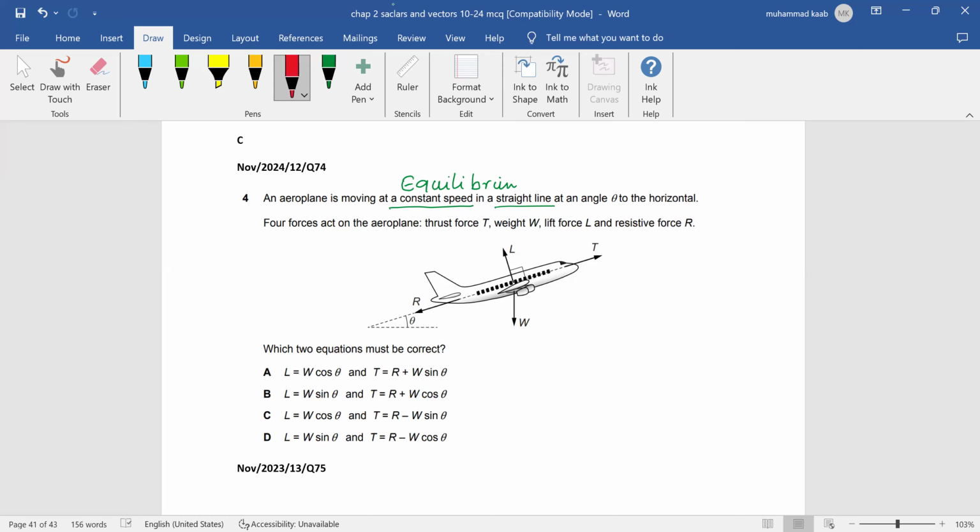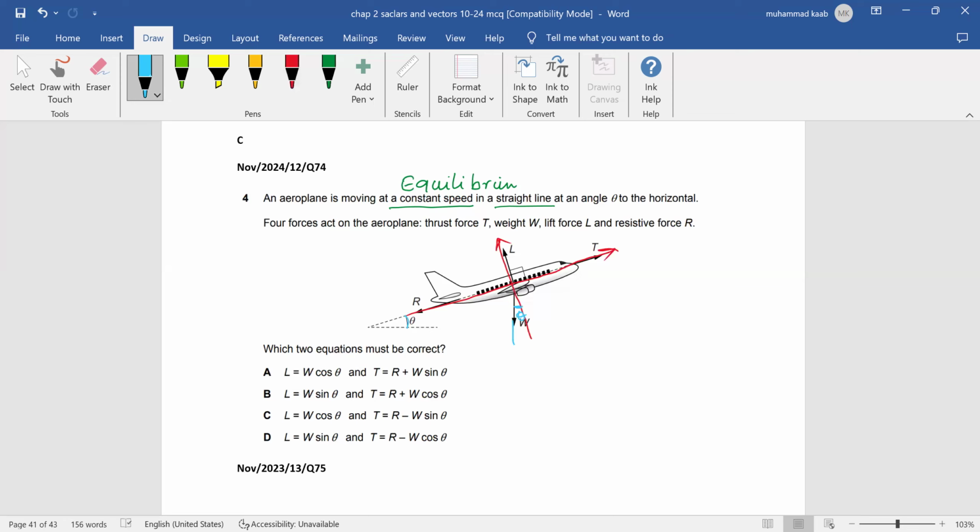L is equal to W cos theta, W sin theta, W cos theta. So this means they're resolving this force. They are considering this as a plane, the x-axis and the y-axis, not the aeroplane. I am talking about the plane with x-axis and y-axis. If you have this angle theta and do some mathematics, you'll get this angle as theta as well.